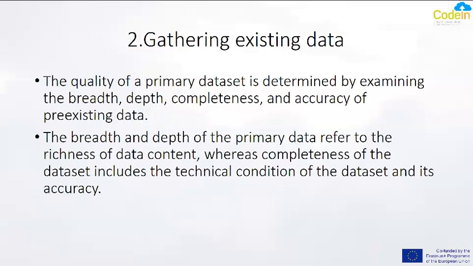The quality of a primary data set is determined by examining the breadth, depth, completeness, and accuracy of pre-existing data. The original data must allow the researcher to conduct secondary analysis to understand examined processes, relationships, and subjective meanings. The breadth and depth of the primary data refer to the richness of data content, whereas completeness of the data set includes the technical condition of the data set and its accuracy.